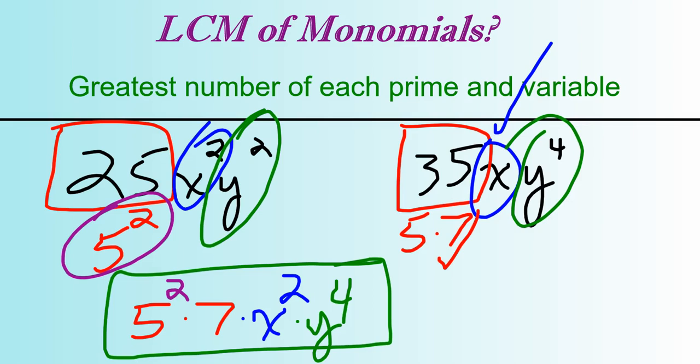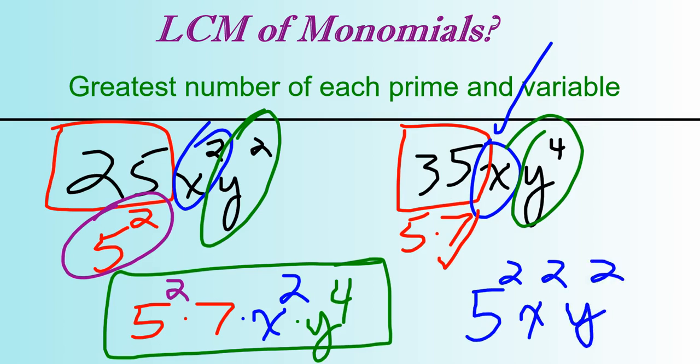Now, if you want to look at it in terms of changing one prime factorization to look more like the other, let's start with 25, which is 5 squared x squared y squared, and we go prime by prime and see what we need to add. We've got the 5's for 35. We need a 7.